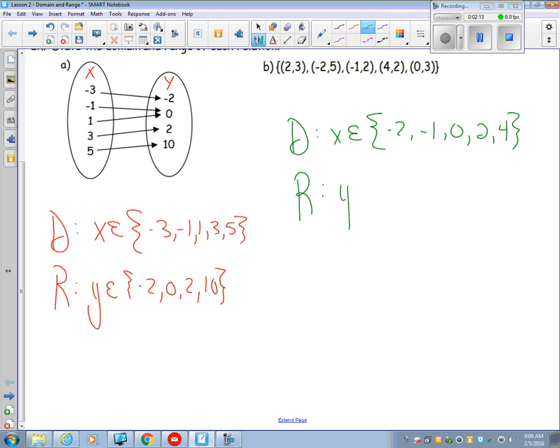Our range, y belongs to. What's the smallest y that I see? It's a 2. In fact, I see two 2's, one here and one here, but we don't have to list them twice. The fact that we've said there's a 2 involved in this graph is enough. There's also a 3 somewhere in here. Yes, there's two of them, but again, we don't have to list it twice.